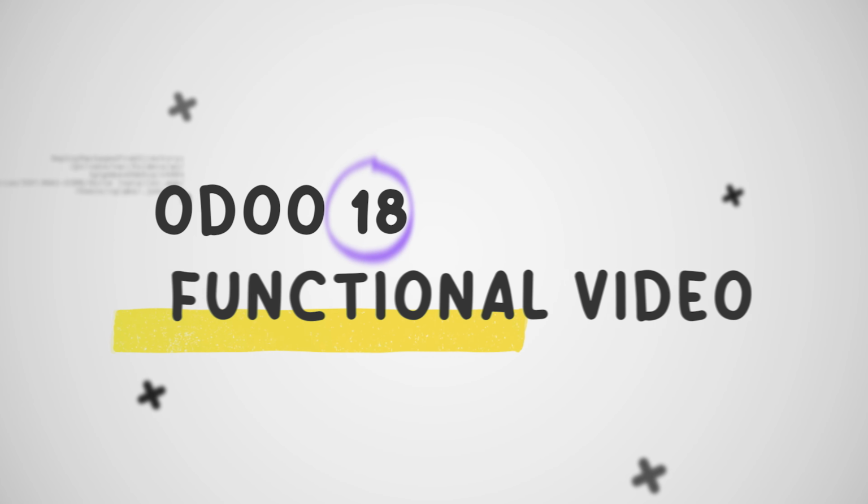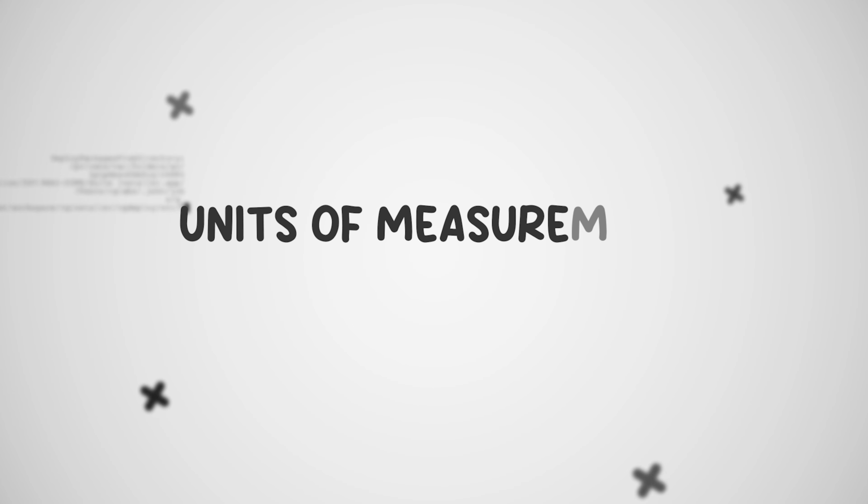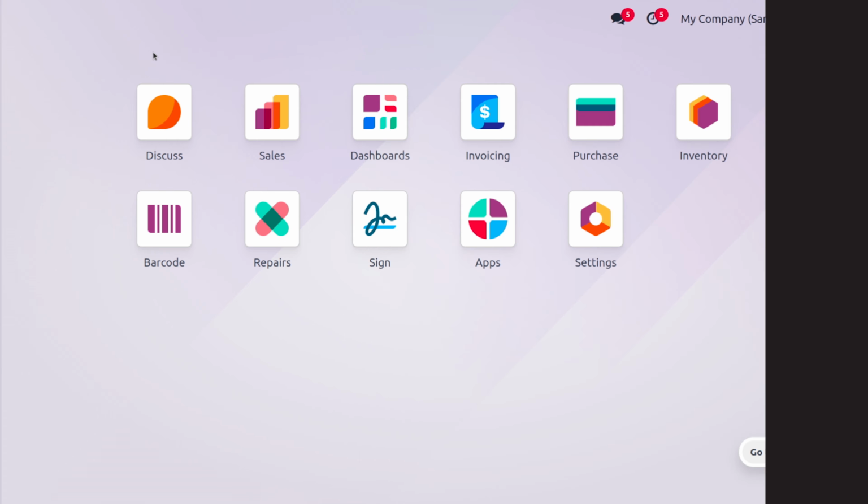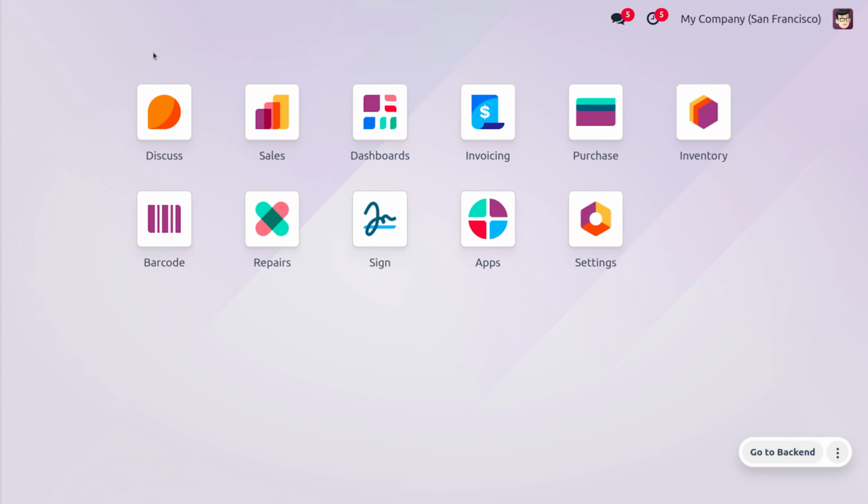In today's video, we will discuss units of measurement in Odoo. In Odoo, units of measurement play a crucial role in managing inventory, sales, and purchase operations efficiently, and they allow you to define and manage different units for your product, ensuring accurate calculations and reporting. So UOM helps you to track inventory levels consistently regardless of the units used for storage or sales.